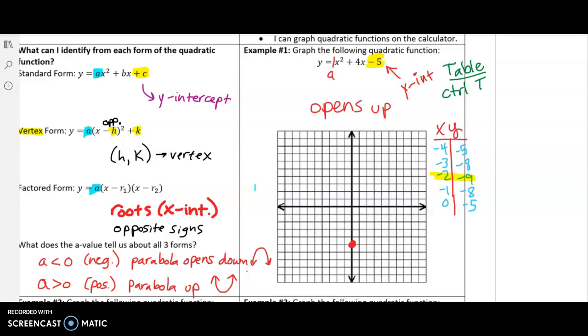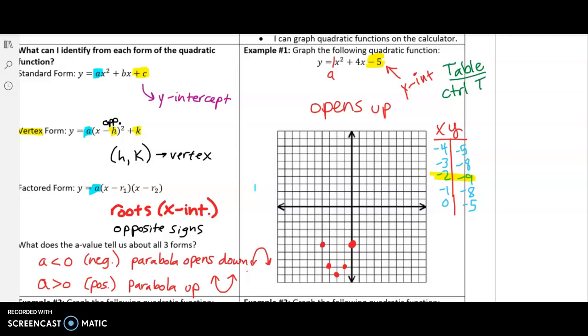Okay. So negative 2, negative 9. I'm going to go ahead and plot it. Negative 2, negative 9. Okay. And I'm going to plot the points on either side of it. Negative 1, negative 8. And negative 3, negative 8. Notice that they are symmetrical points on either side of that vertex. 0, negative 5, we already have because that was the y-intercept. And negative 4, negative 5 is also a point.